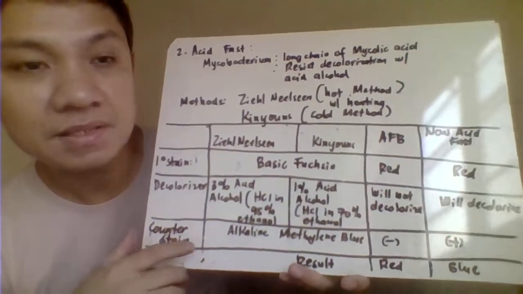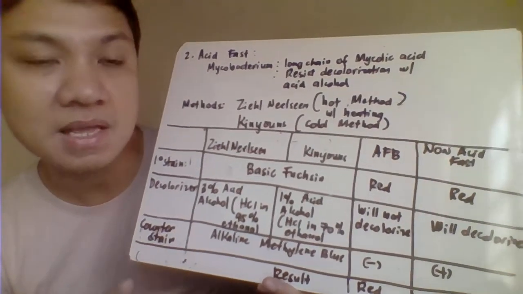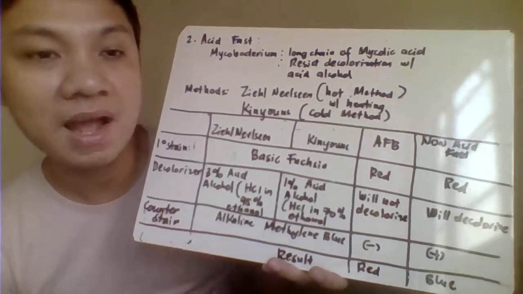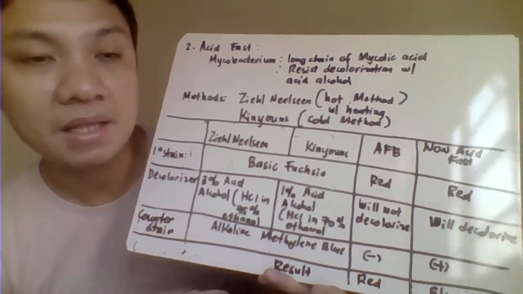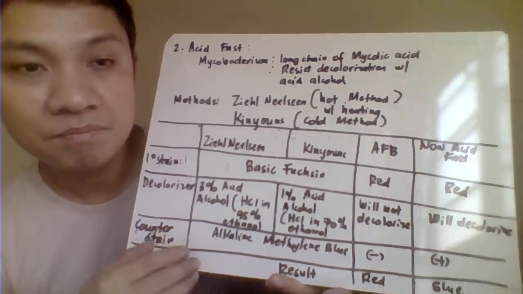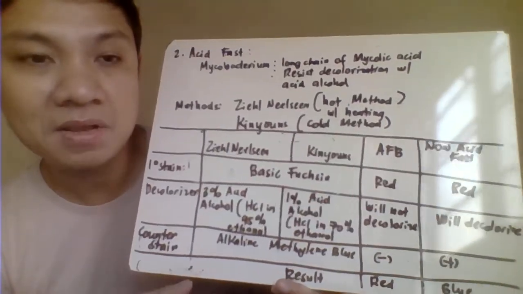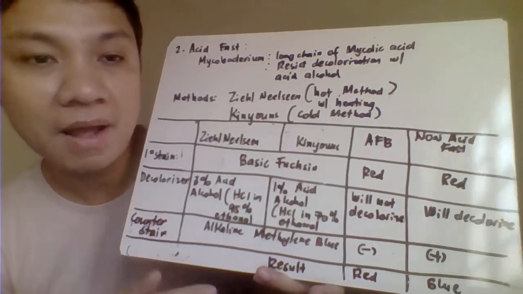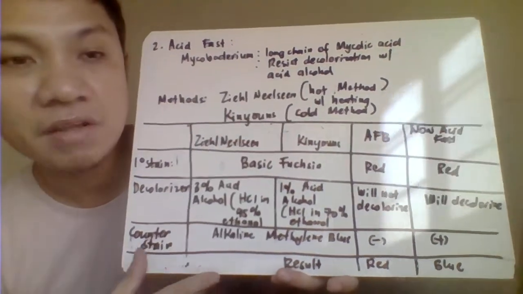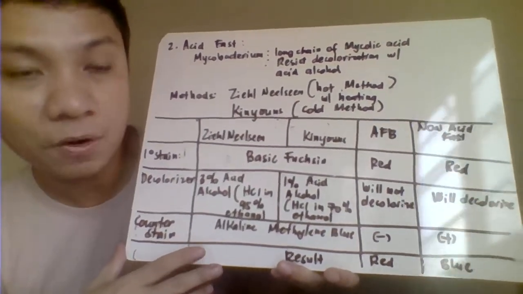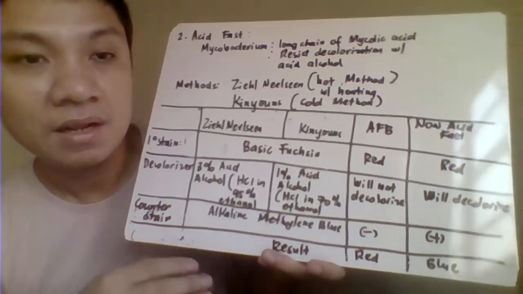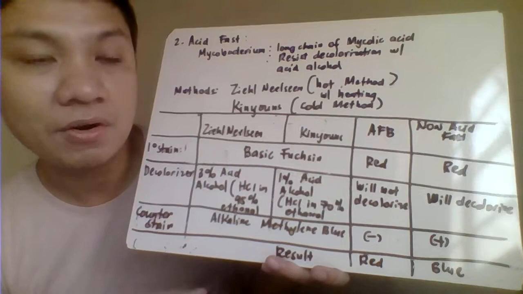In the case of Mycobacterium tuberculosis, as we have discussed in our first topic, the cell wall of your acid-fast bacteria has a very thick lipid or waxy component, which you call mycolic acid. Because of that, they are able to resist decolorization if you add your acid alcohol. Resist decolorization means they will not be washed off if you add your acid alcohol.